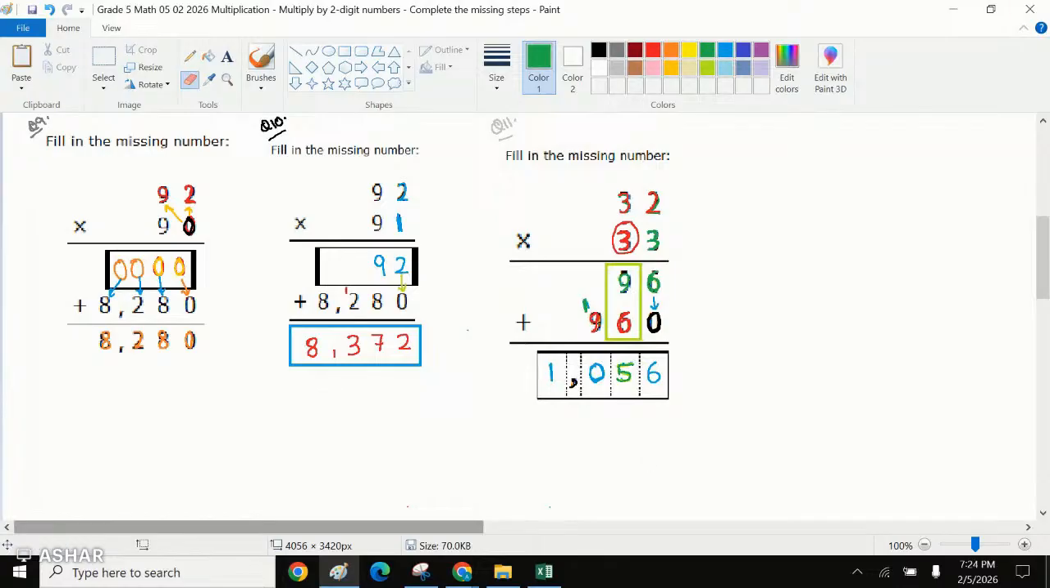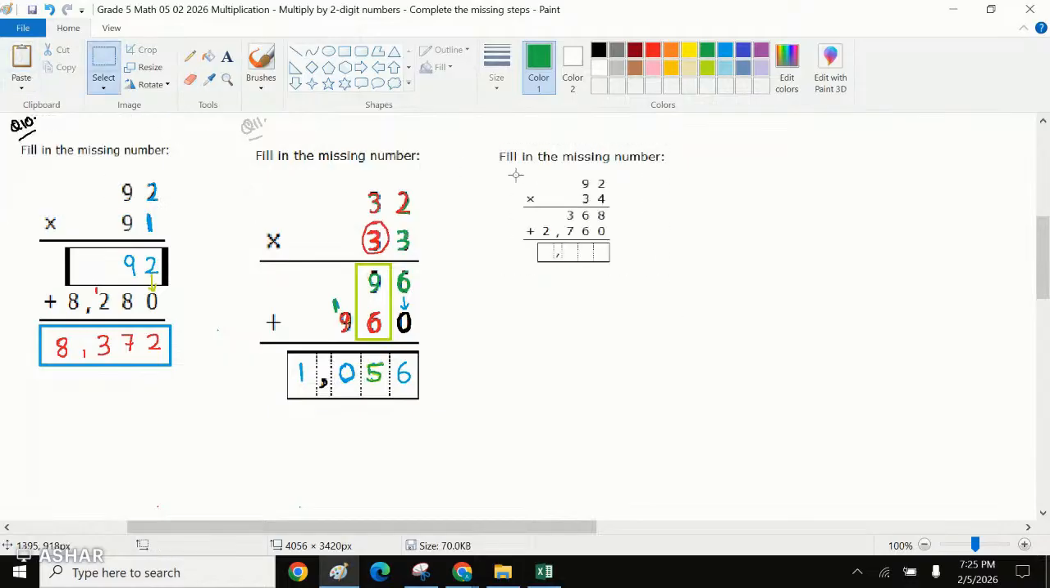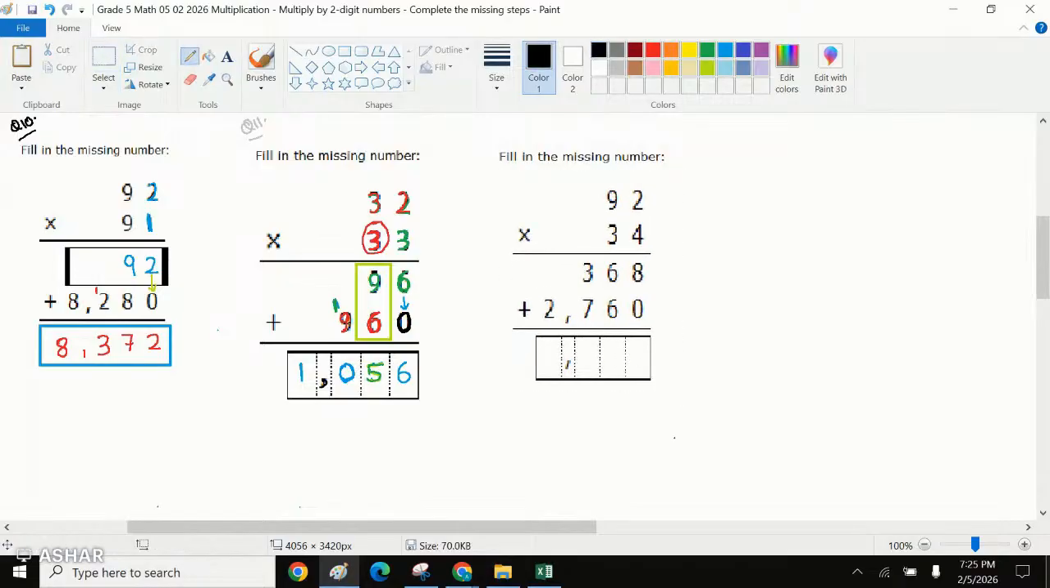Okay, let's try more examples. The next question says, fill in the missing number and the numbers are given this. Okay, this is our question number 12. For the second number, we can say this is a 4 over here. This information is already, this question is already solved for us, right?